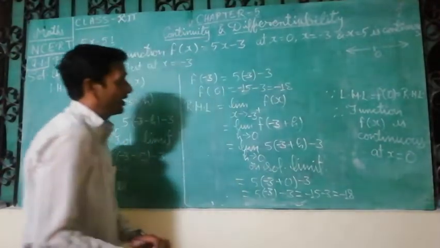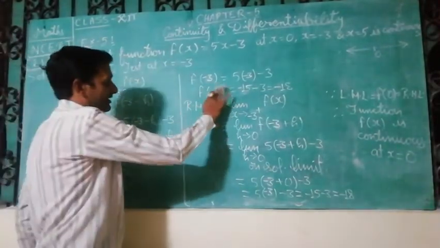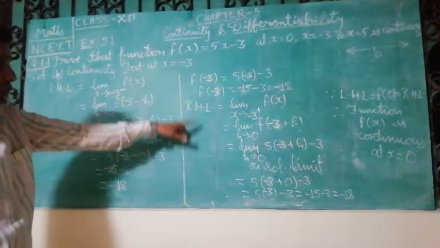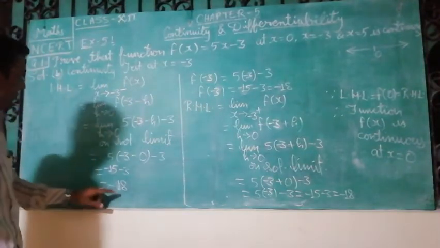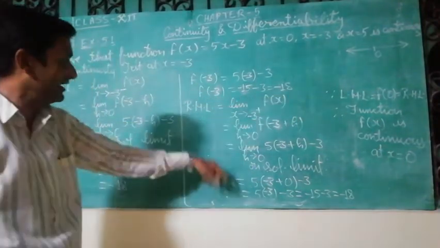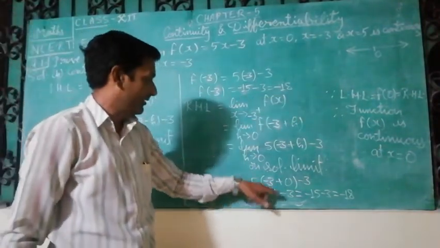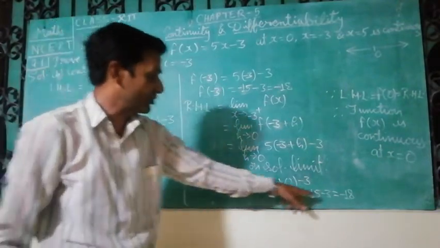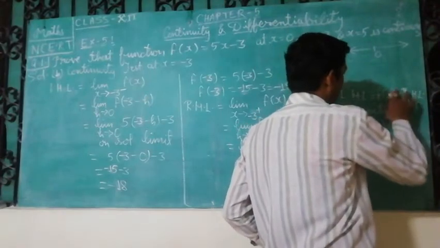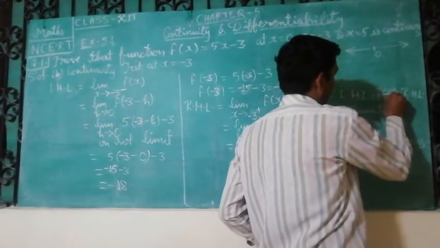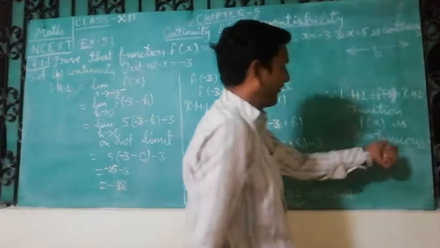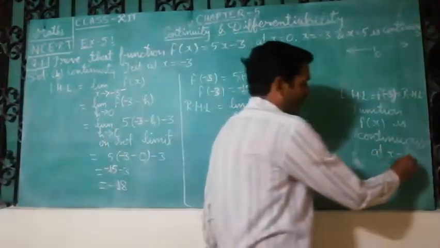So we can see all the three values. Here it is -3, you remember this, because we are checking it at -3. So LHL is equal to -18, f of -3 is also equal to -18, and -3 plus means RHL, that is also equal to -18. So LHL is equal to f of -3 is equal to RHL. So therefore function f of x is continuous at x is equal to -3, we can say.